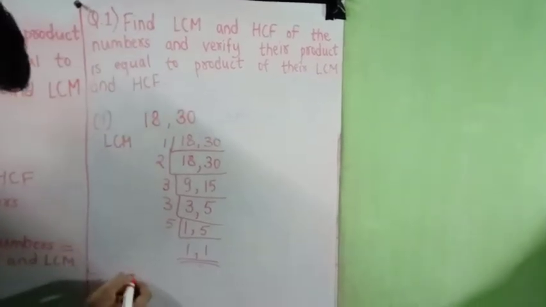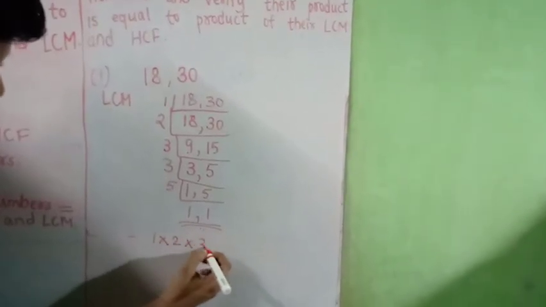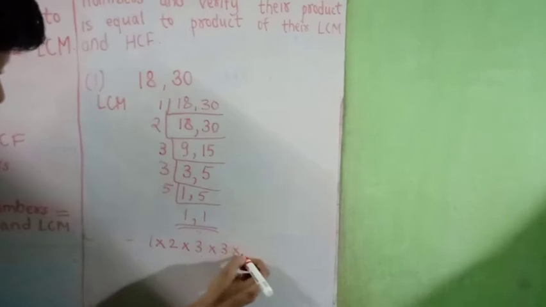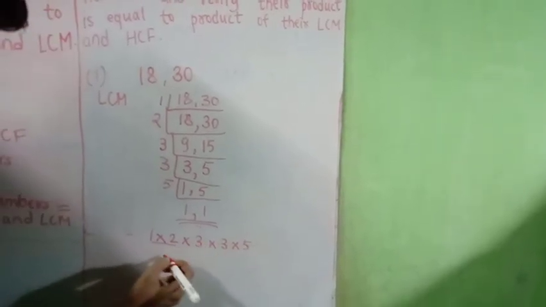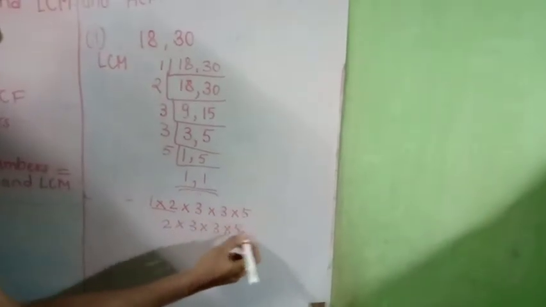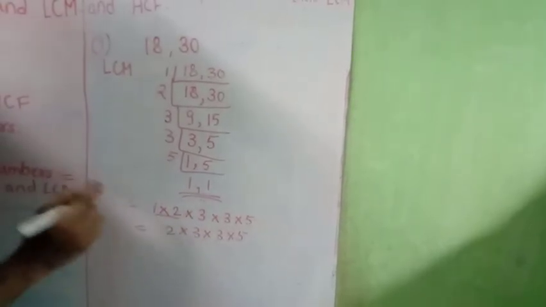So multiply them. 1 multiply 2 multiply 3 multiply 3 multiply 5. 1 2s are 2. Okay, write down. If you want to do it in this way, you can do it in this way. It will take time, but this is the best approach. कोई calculation mistake नहीं होगा इसमें.